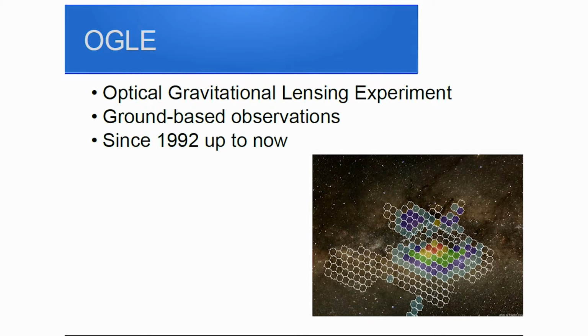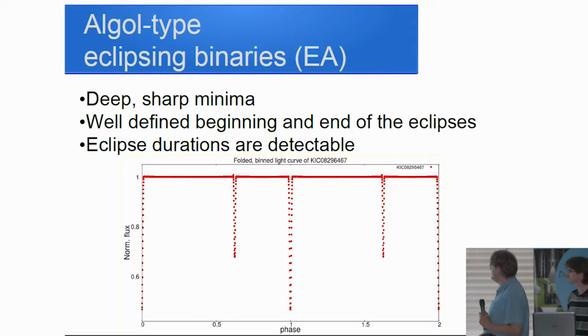And there are also ground-based observations like the Optical Gravitational Lensing Experiment, OGLE, which also provide us very long light curves. However, because it's ground-based observation, there are gaps in the light curve, so we have to work differently with ground-based observations.